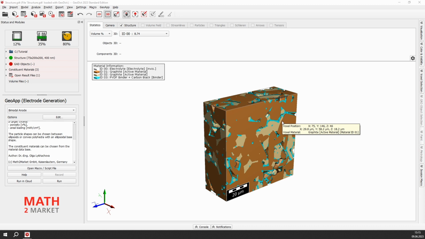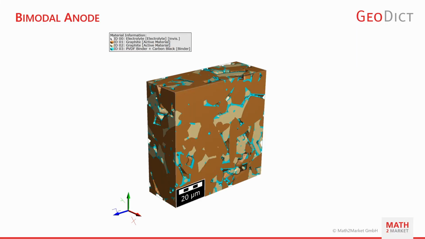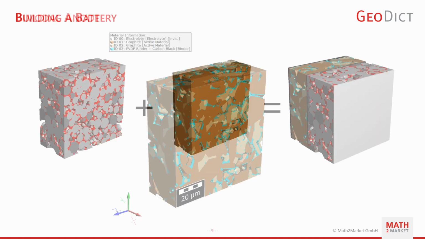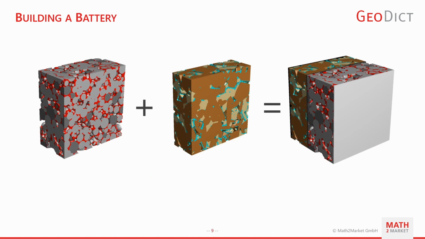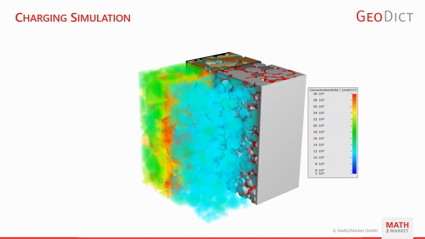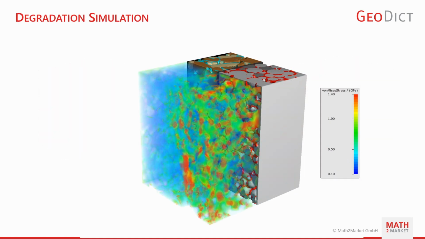This is the end of the second video tutorial in this series. I showed you how to create a bimodal anode in Geodetic 2023. In the next video I will build a battery from our 2 electrodes to perform a charging simulation to then perform a degradation simulation on this battery in Geodetic.